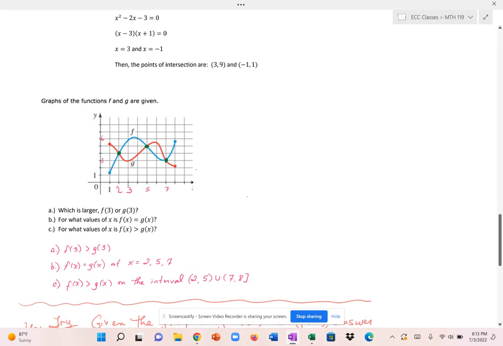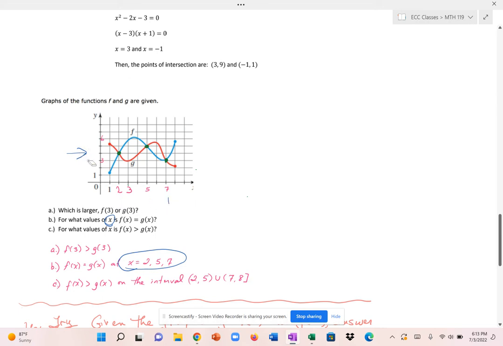Next question is, for what values of x is f of x and g of x equal? Well, that's where these green points are. Those are your points of intersection. So they're only asking you, what are the x values where they're equal? Well, they're equal here at 2, they're equal here at 5, and they're equal here at 7. So f of x and g of x are equal at 2, 5, and 7.